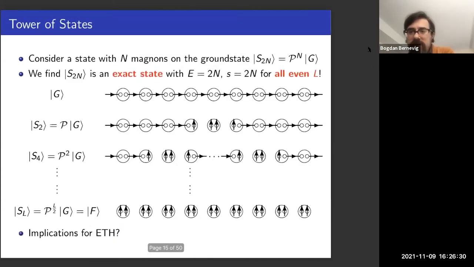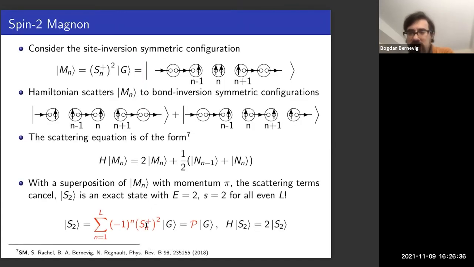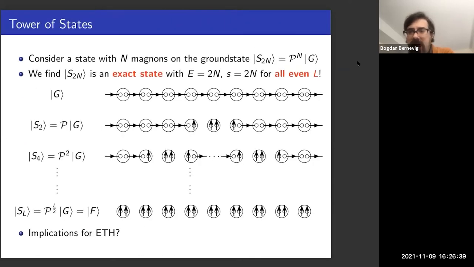So now you take this operator P, which again is this momentum pi spin 2 magnon, and you act it n times on the ground state. Okay, and this is the tower of states that we had found numerically. If you act it once, it gives you one spin 2 magnon at momentum pi. If you act it twice, it gives you two spin 2 magnons which scatter a little bit, but only very close to each other, at total momentum zero. So each of them is at momentum pi, etc. And if you act it L over 2 times, you get to the ferromagnetic state. So these are the exact expressions.